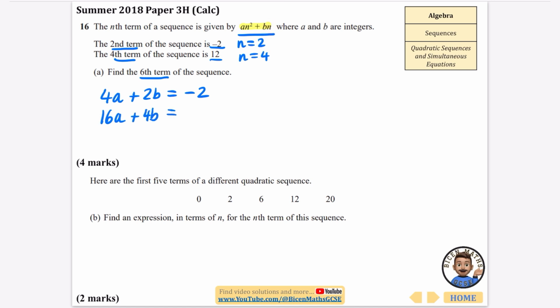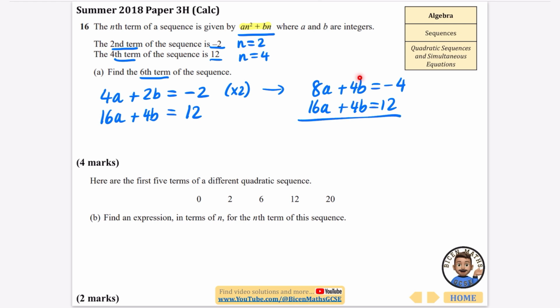Now, we can't solve these in the way that they are because of the different coefficients. So I'm going to take, doesn't really matter which one, the top one and make the a's match each other, or I can make the b's match each other. So actually, let's make the b's match each other. So I'm going to take this equation and I'm going to double it. So when I double it, I get 8a plus 4b equals -4. And then the other equation is still 16a plus 4b equals 12. Now we're going to subtract them to get rid of these 4b's. So 8a take away 16a, that's -8a.